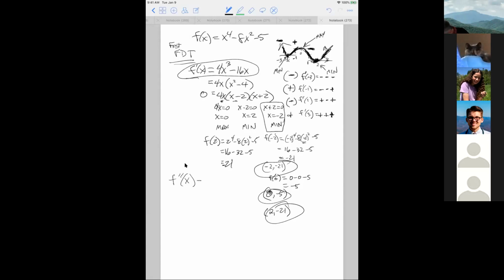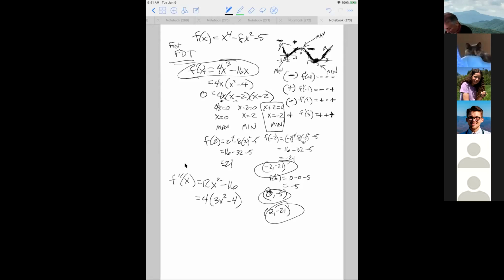Okay, so the second derivative: I bring the 3 down, multiply times the 4, I get 12x squared. The derivative of -16x is -16. So what's common here? I've got +4 is common. That leaves 3x squared minus 4. Is that right? No, that looks right. That's good.